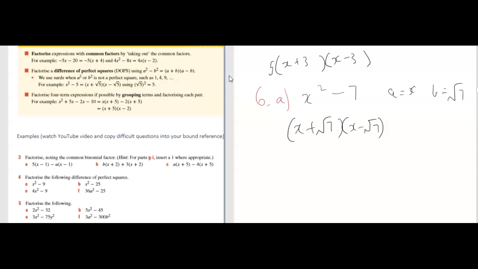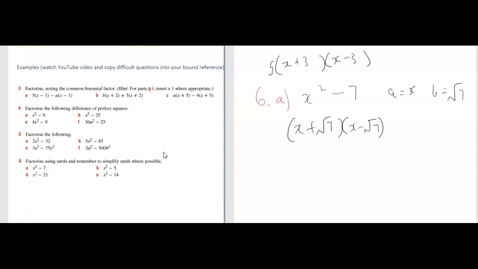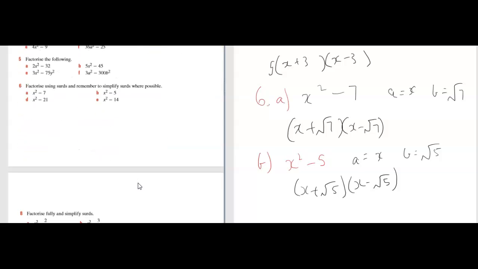So let's look at question 6B. We've got x squared minus 5. So the same thing, identify your A and your B. So A is the square root of x squared, which is just x, and B is the square root of 5, which is just a surd. And then we write our expression. So it's going to be x plus root 5, x minus root 5. And it's the same thing for D and E. So I'm not going to do them either because they're pretty much the same thing.